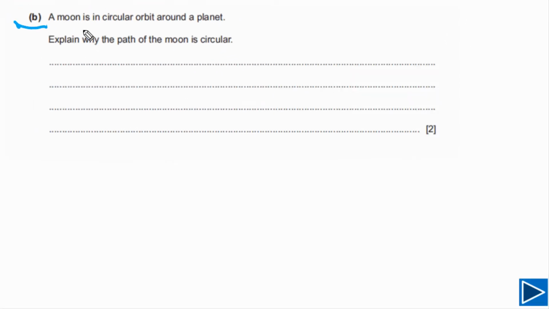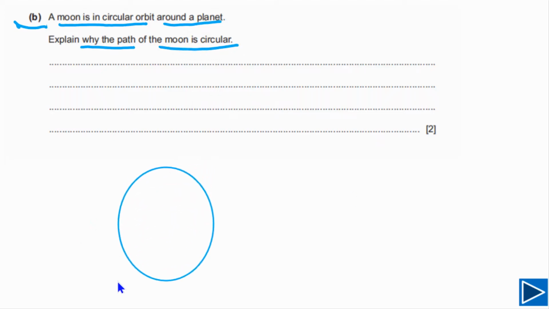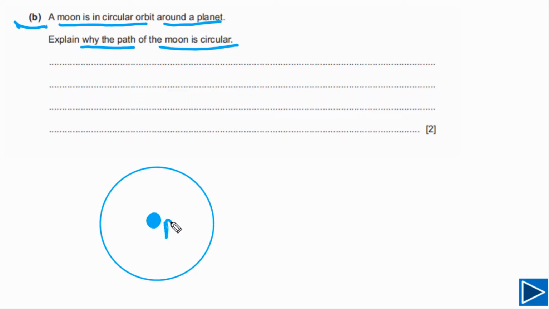For part B, it is given to us a moon is in circular orbit around a planet. Explain why the path of the moon is circular. First, imagine that we have a circular orbit and at the center of this circular orbit the planet is located. So the planet is located at the center of this orbit and the moon is orbiting around this planet. So we can use letter capital M for the moon. Imagine that the moon is moving in counterclockwise direction.